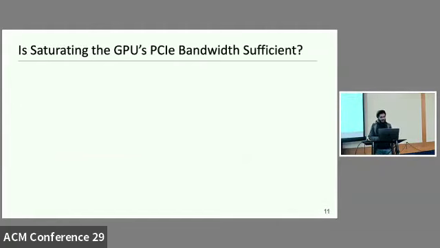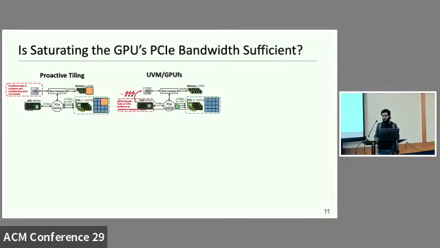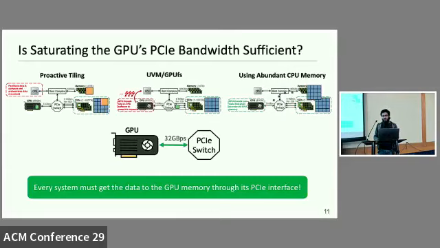But is saturating the GPU's PCI interface sufficient? Recall that all the state-of-the-arts for processing very large data, be it proactive tiling, UVM or GPUFS, or using abundant CPU memory, all require getting the data into the GPU through its PCI interface. As such, efficiently utilizing this interface is key to performance.